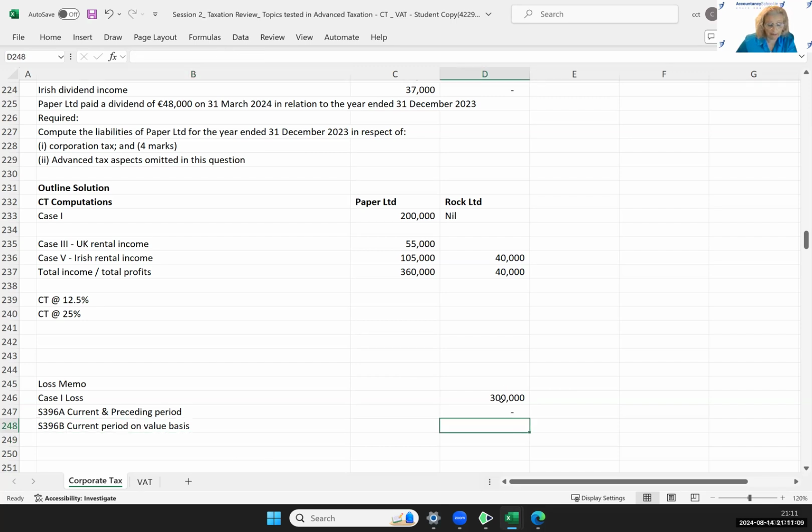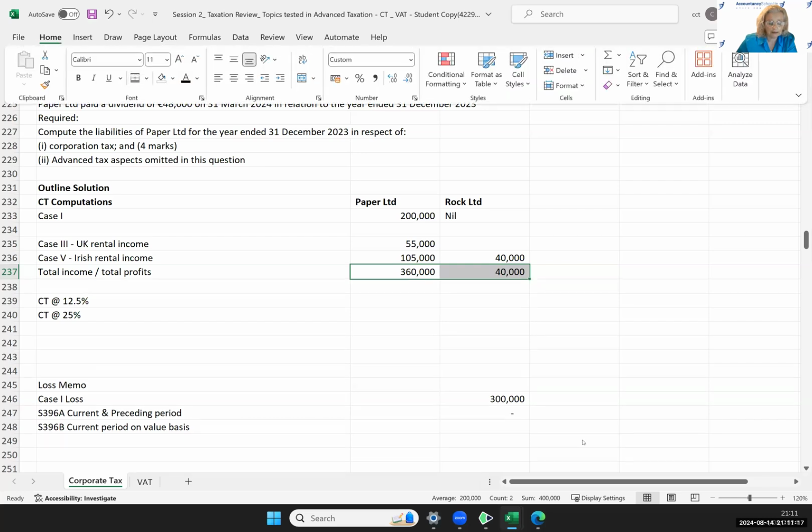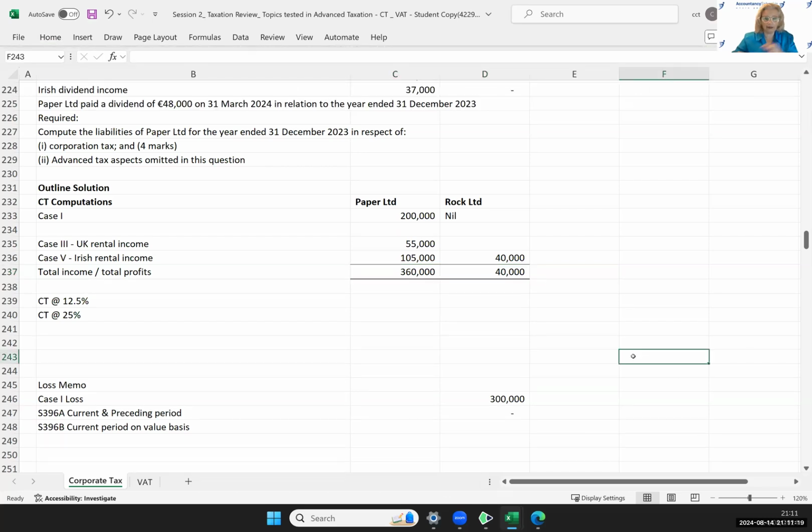Now, before I can work out how much losses it's going to take, don't I need to calculate the tax first? So this is where losses become a little bit like Sudoku, that you have to keep going back and forward between the corporation tax computation and the loss memo. So I need to calculate Rock Limited's corporation tax liability. That 40,000 is taxable at 25%. Why? It's case 5 income. So Rock Limited has a corporation tax liability of 10,000.